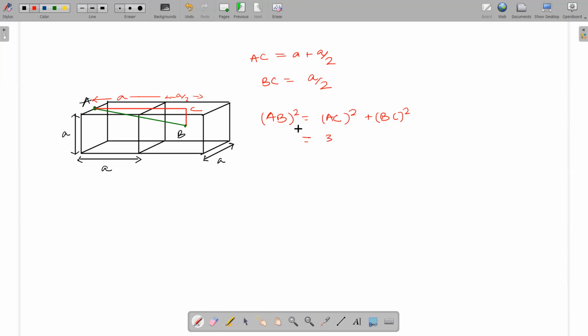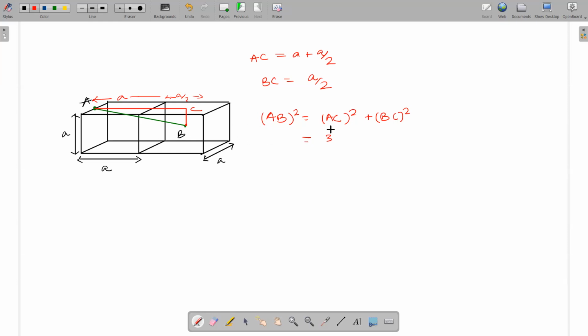Yes, Mariam, you are saying something. How did you get BC is equal to A by 2? Oh, this is in the center, na? So from the center, you just put your hand in the center and drop a line to the surface, to the floor or the ceiling. Okay. Yeah, got it.